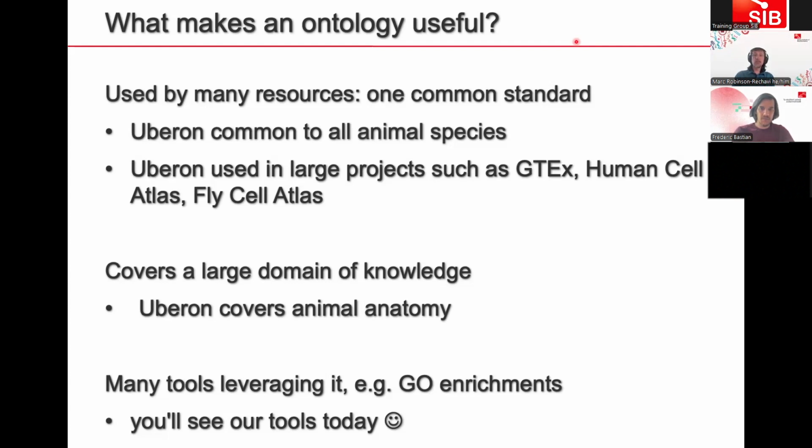A useful ontology covers a large domain of knowledge. The gene ontology is gene function. UBERON is animal anatomy. And there are tools leveraging it. So most of you have probably done a gene ontology enrichment. Today you'll see the tools we use, which are all based on the fact that the data are annotated to these ontologies.